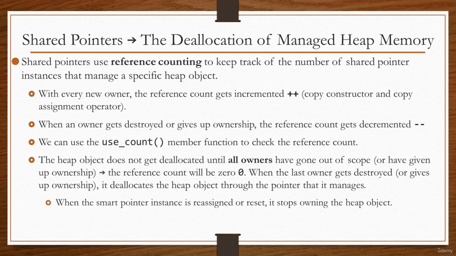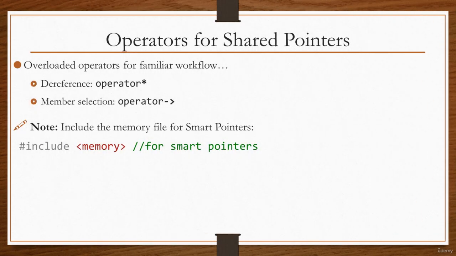And with the shared pointer, the heap object does not get deallocated until all owners have gone out of scope or have given up ownership, and the reference count will be 0 in that case. When the last owner gets destroyed or gives up ownership, it's going to deallocate the heap object through the pointer that it manages. When a smart pointer instance is reassigned or reset, it's going to stop owning the heap object, and again the reference count is going to get decremented. As with the unique pointer, the shared pointer has the overloaded dereference operator and the member selection or arrow operator for a familiar workflow. And of course we also have to include the memory file for the shared pointer.